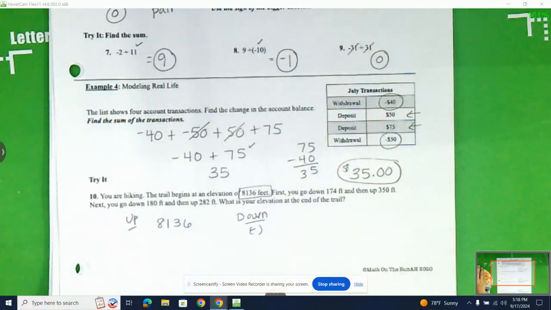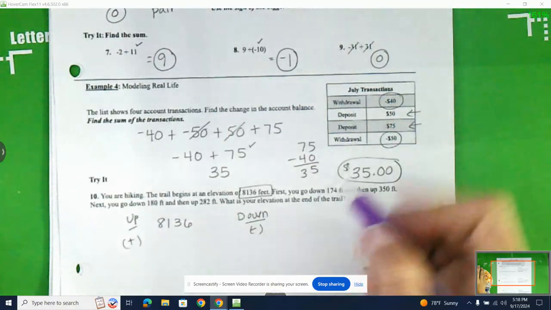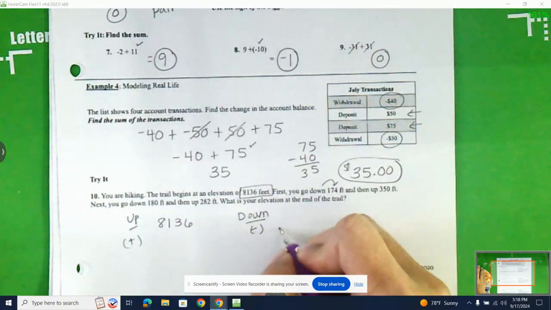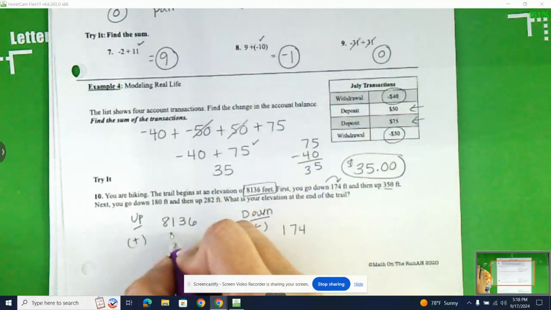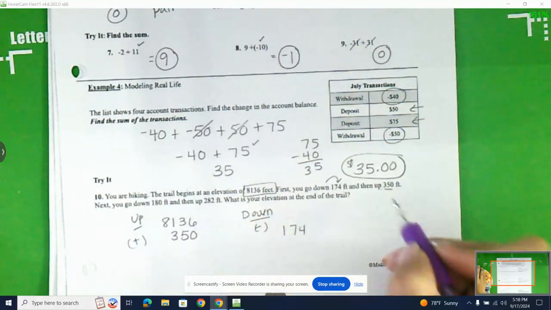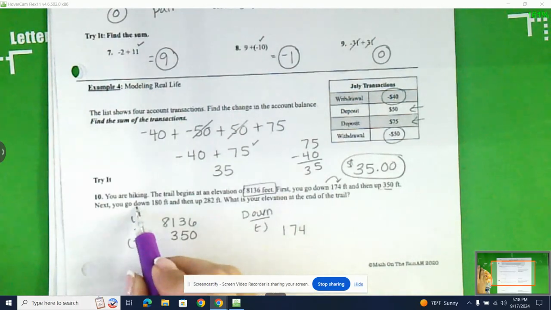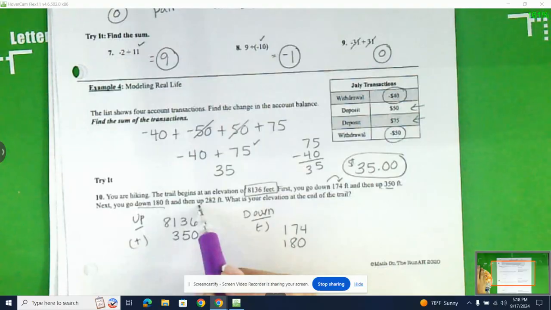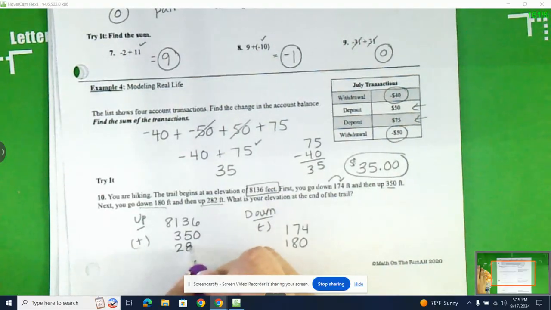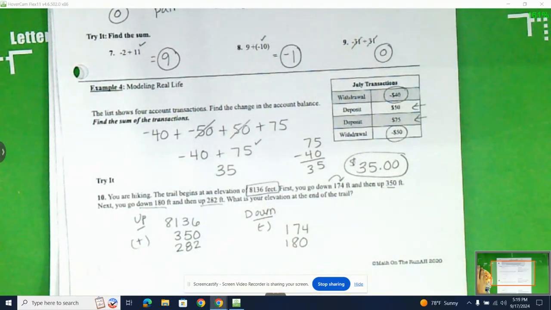So we're going to add up all of our ups and all of our downs together, because we want to know how much we're going up and how much we're coming down, and then take their difference. So this one says down 174 and then up 350. So we'll add the 350 here. And then down 180. This is our down. And then up 282 feet. And then what is our elevation at the end of the trail?